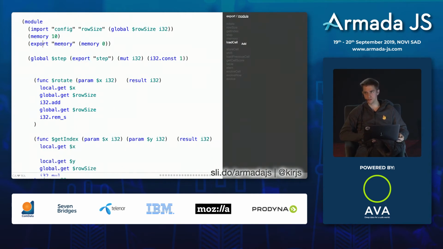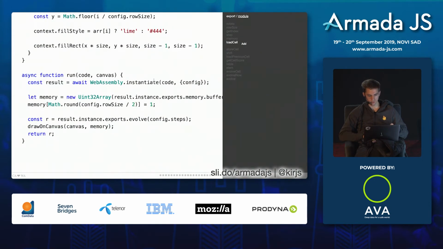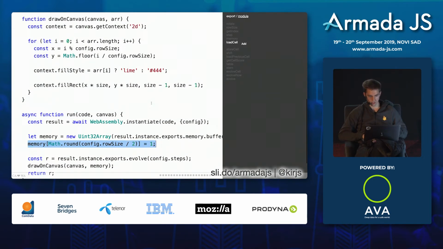So we're gonna have 640 kilobytes of memory for our thing, and then we're going to export this memory. That means we can interact with this memory in JavaScript, and it is available on result instance exports memory. Here we convert it to an array, and then we're basically setting one of the cells, the element in the middle of the array, to 1. That's how interaction works.